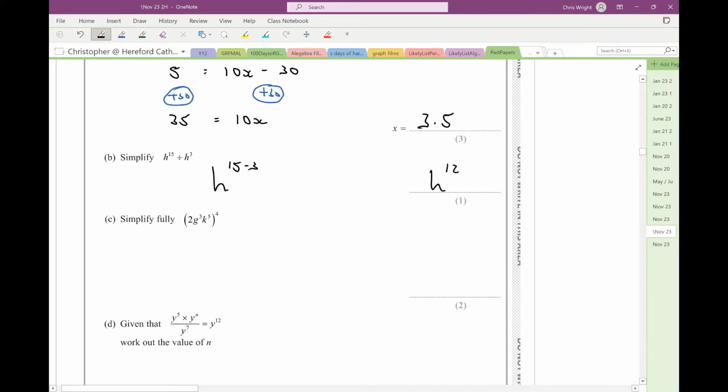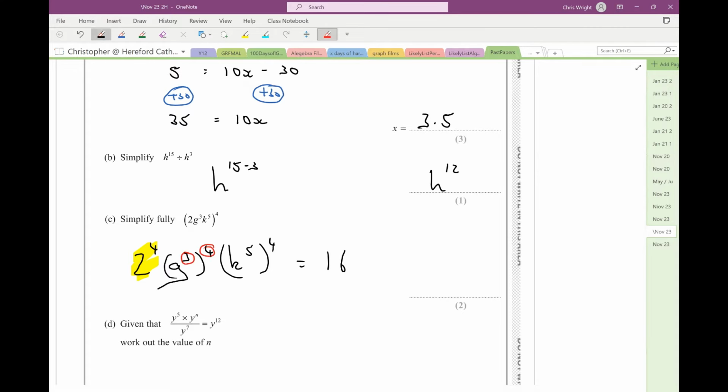Simplify fully. Something to the power of 4. Well, that's going to be 2 to the power of 4, and then g to the power of 3 raised to the power of 4, and k to the 5 raised to the power of 4. Well, 2 to the power of 4, 2 times 2 times 2 times 2 is 16. Right, now, rules of indices again. g cubed raised to the power of 4, you multiply those powers. g to the 12, and k to the power of 5 times 4 is 20.